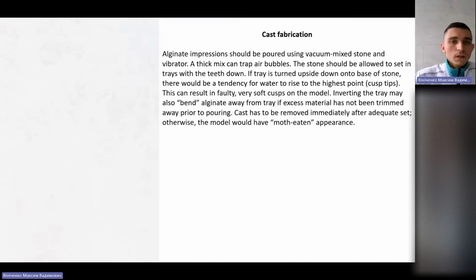So when we make this cast with the gypsum of the 4th class, this tray with the impression must be laid downward, so that the heavier particles of this gypsum could go down. That is why we use the gypsum of the 4th class and the 3rd class.